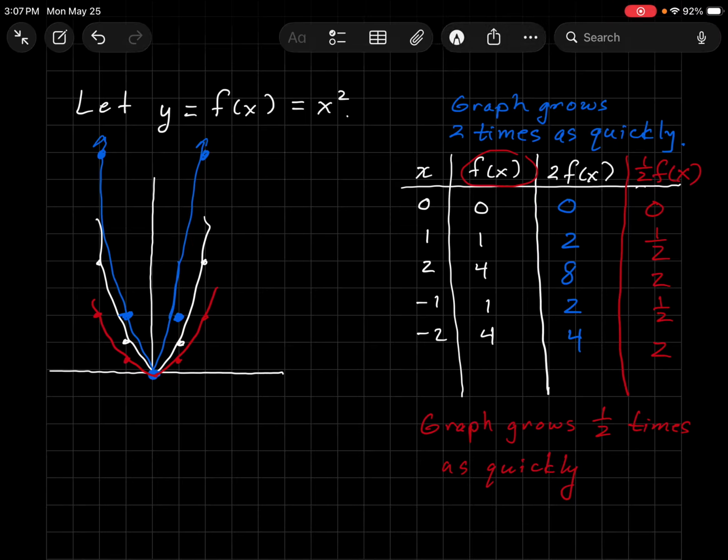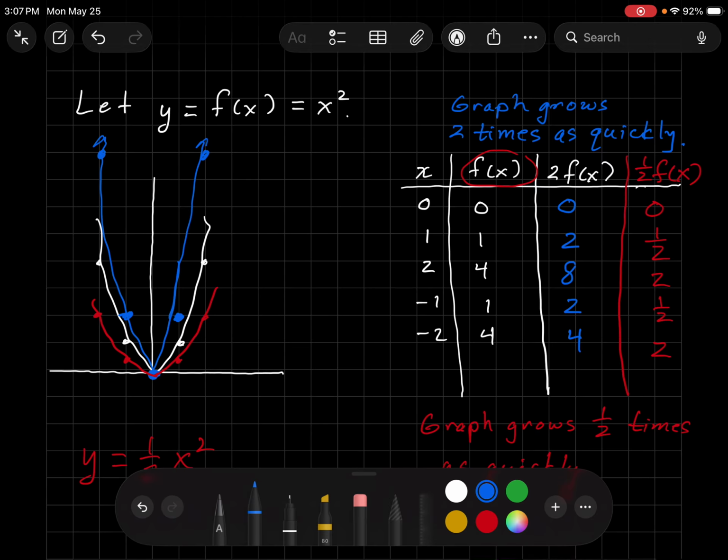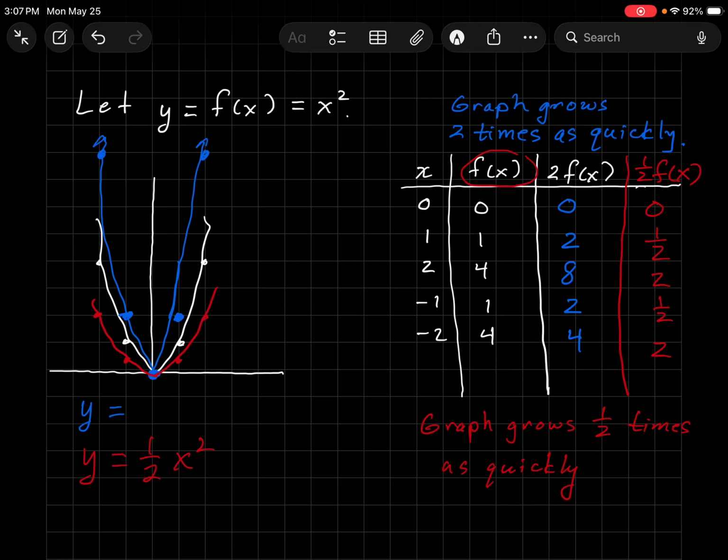So this number out front that's being multiplied, so if I did, the red one would be 1/2 times f of x, or 1/2 of x squared. And the blue graph will be y equals 2 times f of x, or 2x squared. And that's going to affect how fast the graph grows. Or, mathematically, we're simply taking our original function and multiplying the y values by whatever number's out front.